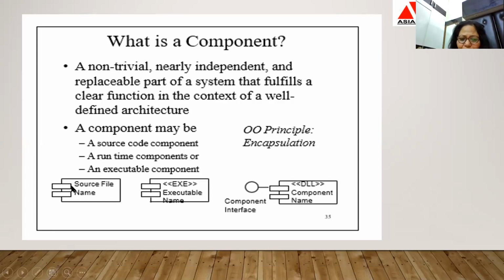If you want to represent a component in a UML diagram, it will be like this only: a rectangle with small rectangles in which you write the source file name. You can write executable file names. You can write a DLL file name, which are actually components. So we will discuss this component in detail when we discuss the component diagram of UML.